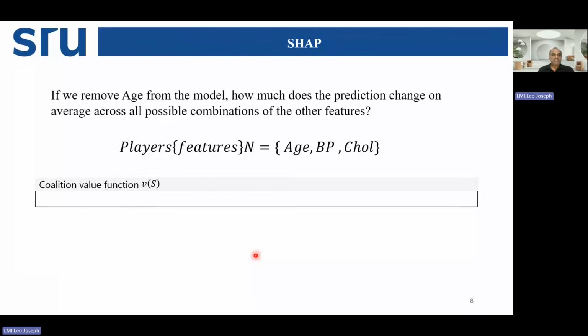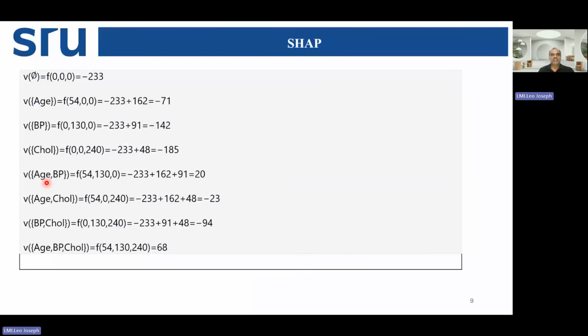So what is the subset of age comma BP? If I consider these two things, 54 comma 130, you do minus 233 plus 162 plus 91. So it becomes 20. Age comma cholesterol is very simple: 54, 0, 240. So minus 233 plus 162 plus 48, that is minus 23. Similarly, for these two things, minus 233 will be common, 91 plus 48, giving minus 94. If I consider the total, you already know that it becomes 68, which is nothing but the prediction.